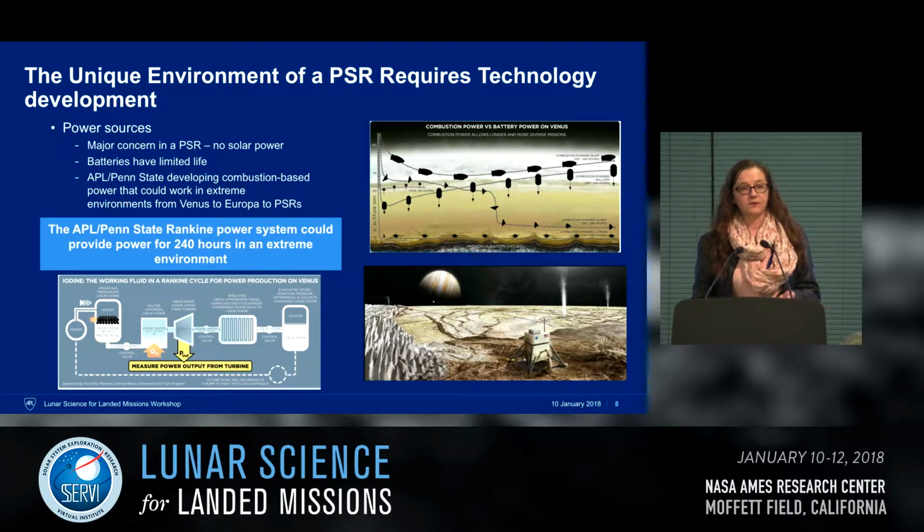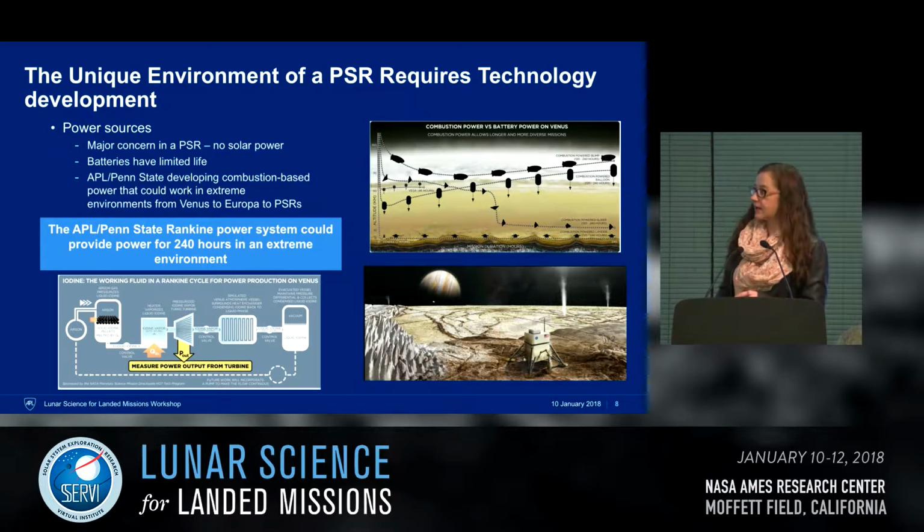The unique environment of the PSR does require technology development, particularly when it comes to power systems. One thing that we're doing at APL, working with Penn State, is developing a power source that could last for about 10 Earth days. So this could be useful in a permanently shaded region. We're currently developing it for Venus, and it's also applicable to Europa, but it's a combustion-based power system that doesn't have any emissions, so it wouldn't interfere with the measurements that are being made. And so if you're interested in learning more about this, I can put you in contact with the PI on this project.